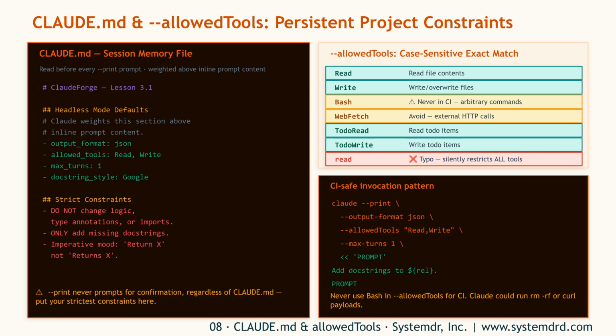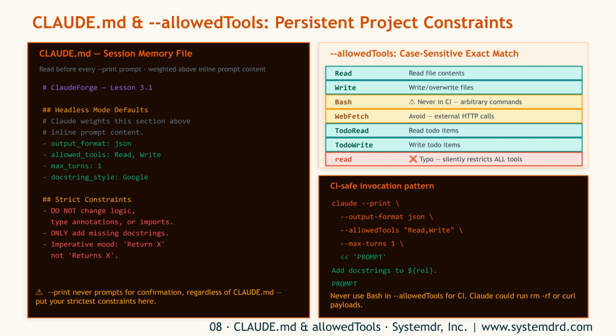Left panel, Claude.md. This file is read by Claude Code at the start of every --print session, before any prompt is processed. The section called Headless Mode Defaults is treated as a system-level constraint, weighted above your inline prompt content. This means you can set project-wide defaults once in Claude.md and not repeat them in every prompt string. Put your strictest do-not-touch constraints here, because --print never prompts for confirmation. Claude will act on the first interpretation of your instructions. If your constraint isn't in Claude.md or the prompt, it doesn't exist.